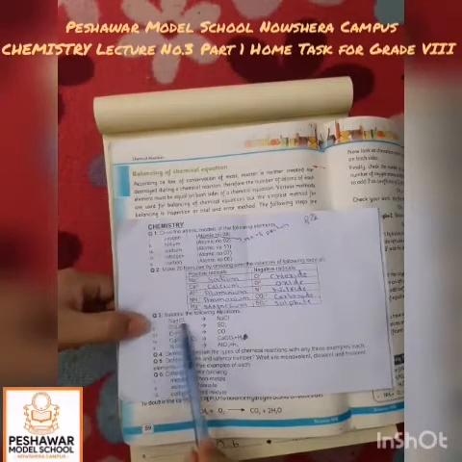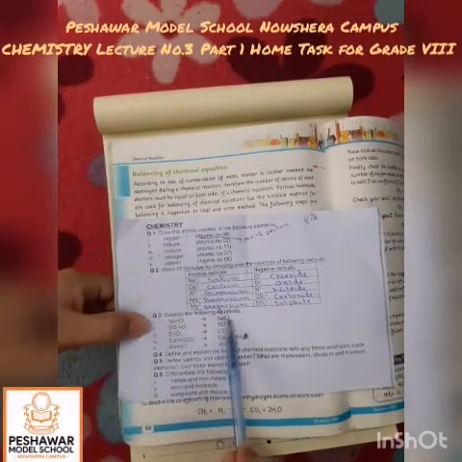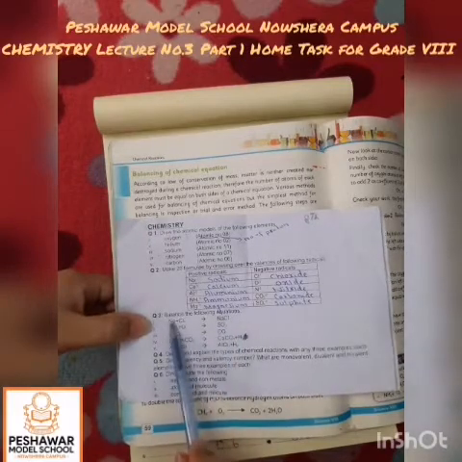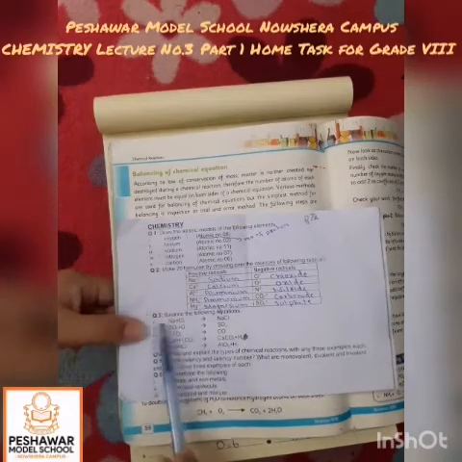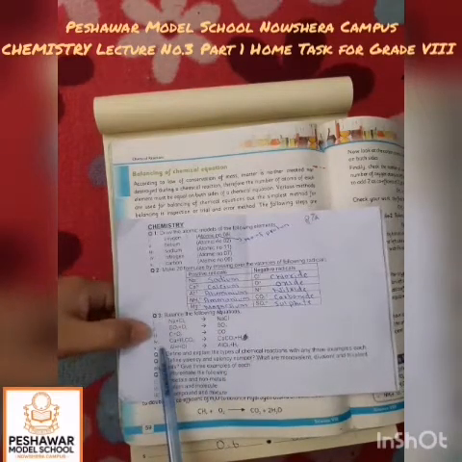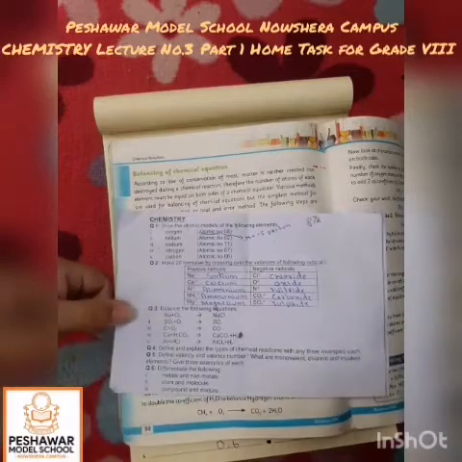Like we have two chlorine in the reactant, but in the product we have one chlorine. Is it balanced? No, it is not balanced. It is unbalanced, but we have to balance it. Okay, all these equations are unbalanced. And now how will we balance these equations?